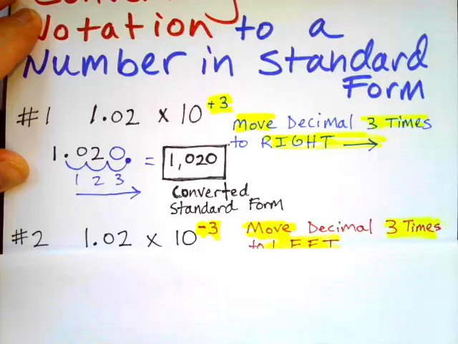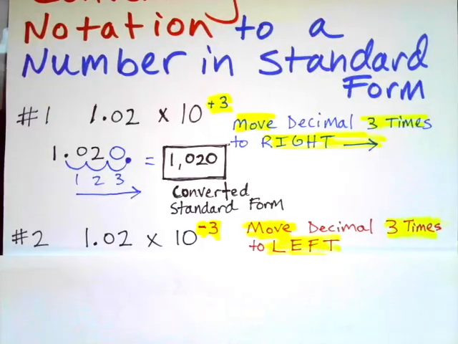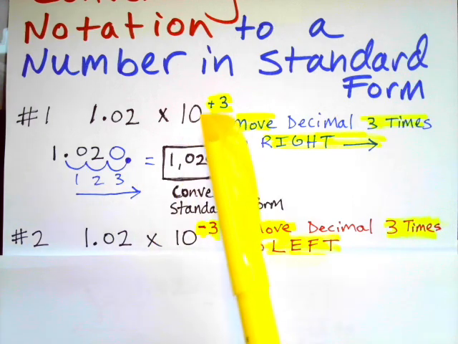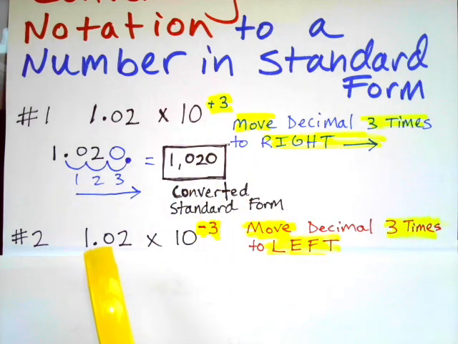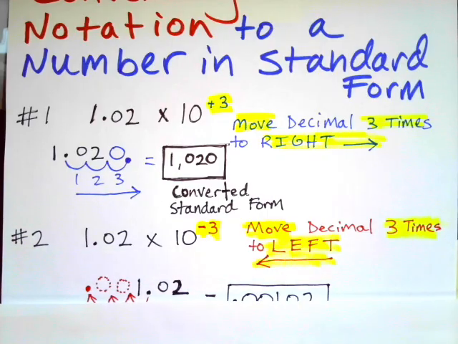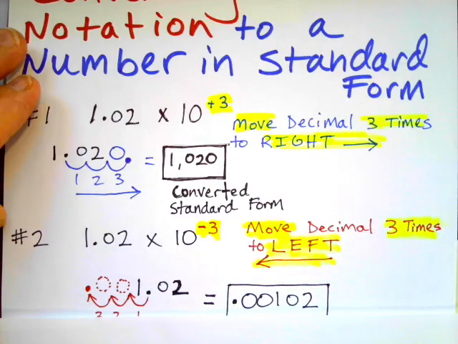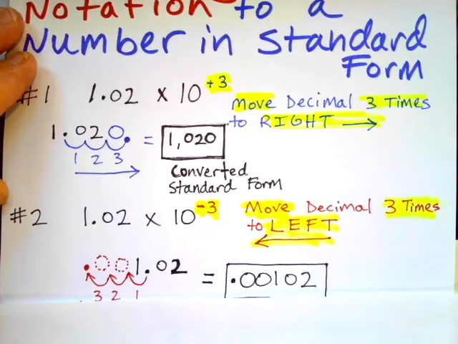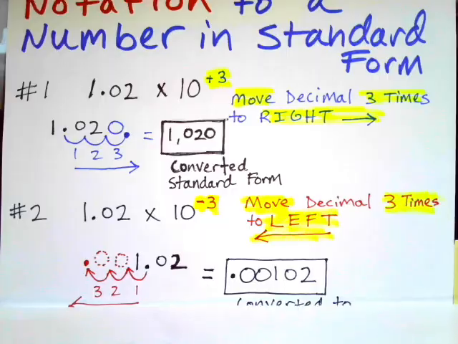All right. And then of course the opposite. I'm still using that same value, 1.02 times 10, but now it's to the negative 3. So instead of moving the decimal to the right as with the positive, with the negative 3, move it to the left. So move the decimal 3 times to the left because it's a negative 3 exponential value. 1, 2, 3. We put a decimal point, add a couple zeros, and now you can see I've converted my scientific notation into standard form.